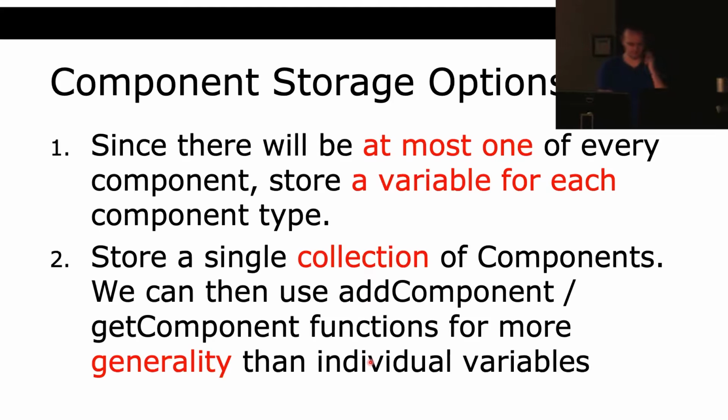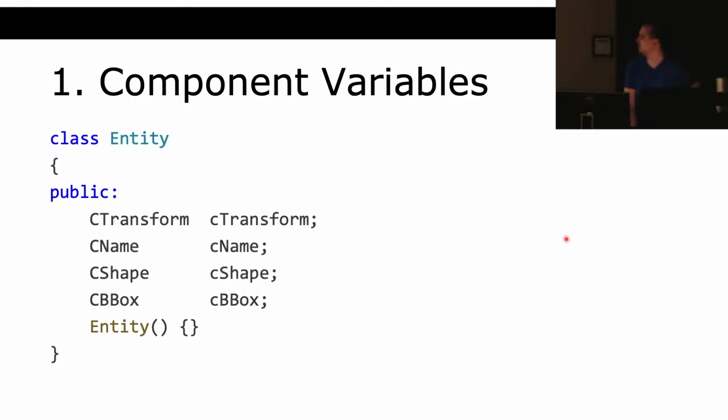So let's have a look at some concrete examples. Here's that first example where I have an entity class, and I'm just going to make everything public here so that I can access them directly. And so if I have a component, here my naming structure for these components is just a capital C, meaning component, and then the name of the type of the component.